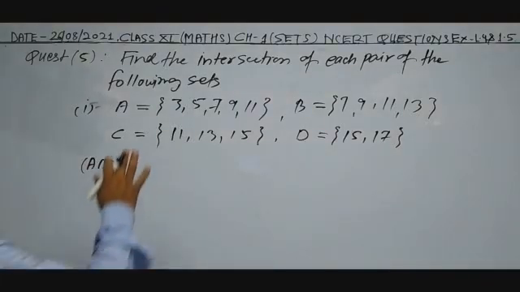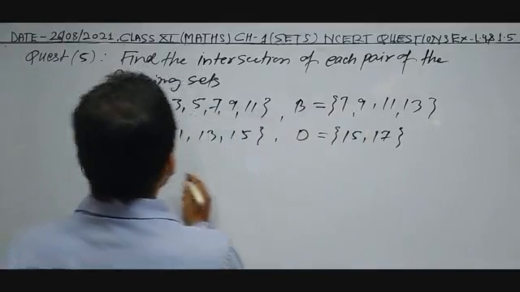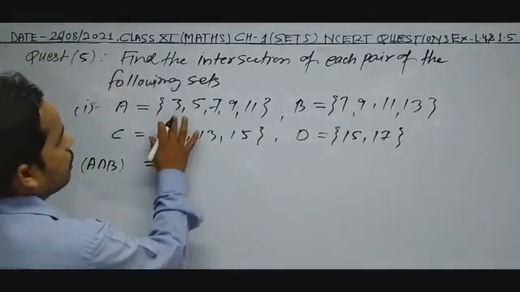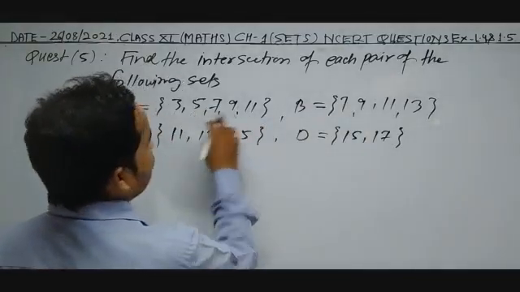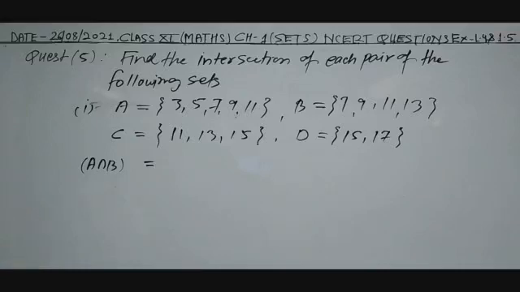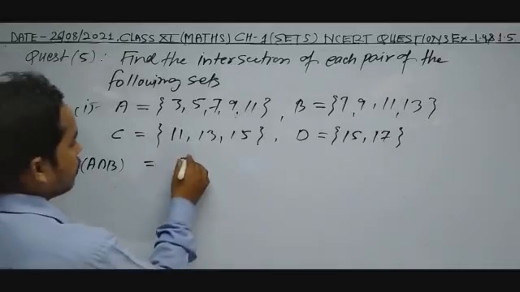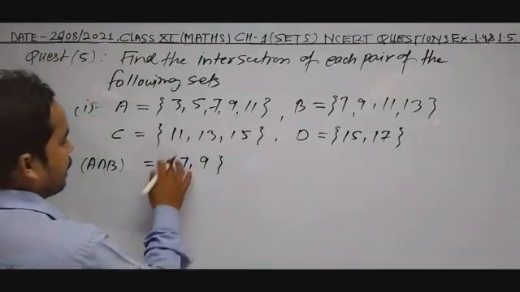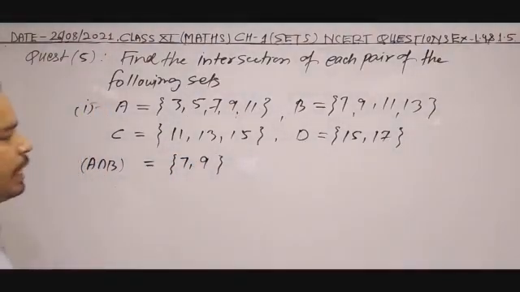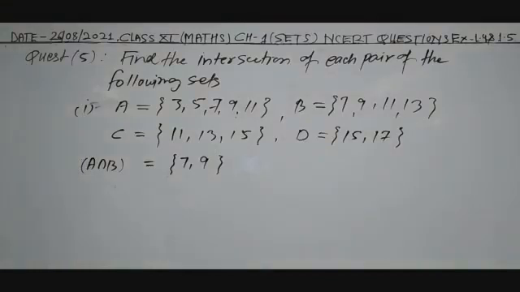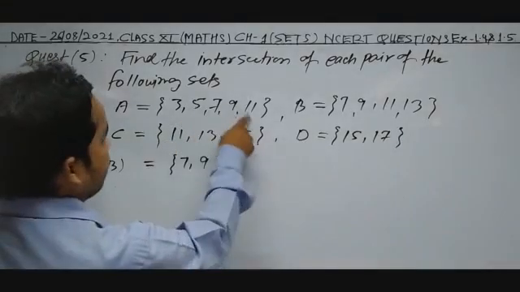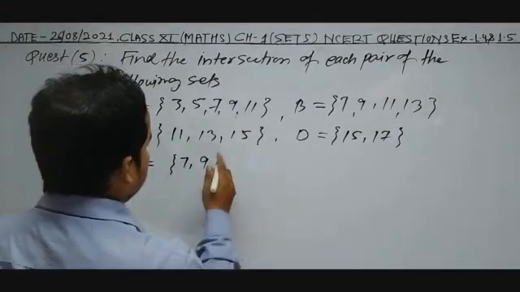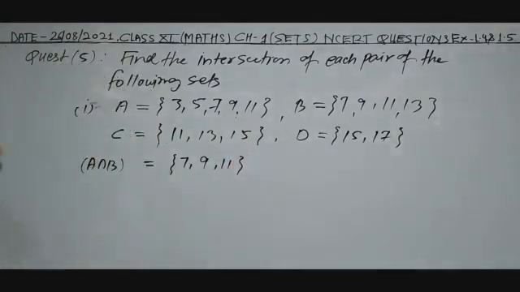Now what is the common element that lies in both A and B? The common elements are 7, 9, and 11 also. So 7, 9, 11 will be the intersection of the two sets A and B.